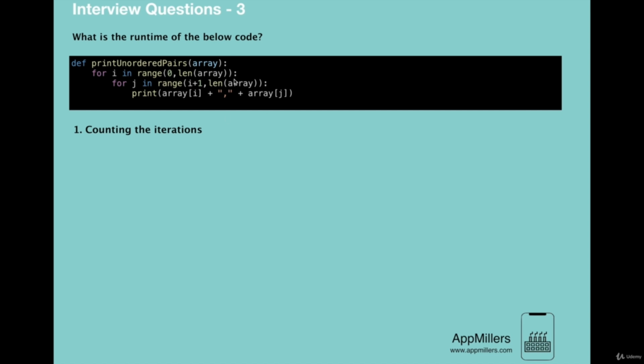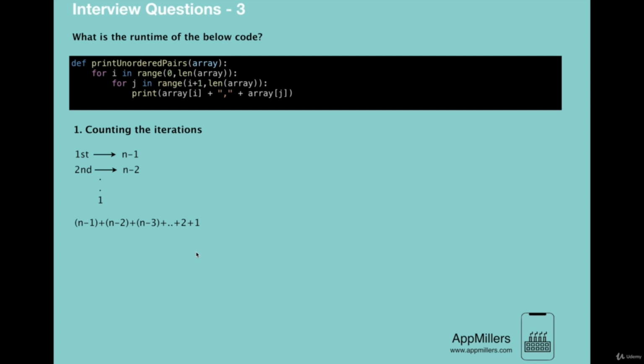As the inner loop starts from I plus 1, the first iteration will run n minus 1 times, where n is the length of the array. And in the second iteration, the runtime will be n minus 2. And in the third step, it will be n minus 3. And this will continue until we reach 1. Now, if we sum up these iterations, we will get the time complexity of this code. So the first run is n minus 1, then the second is n minus 2.